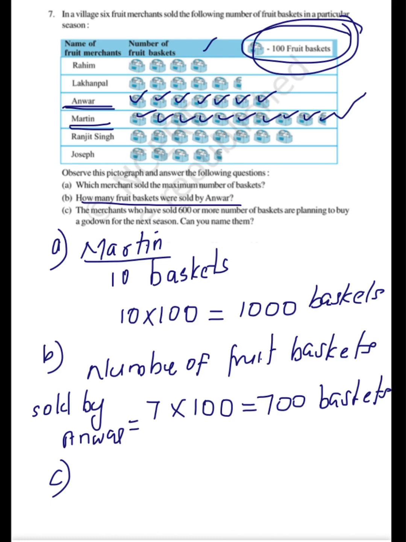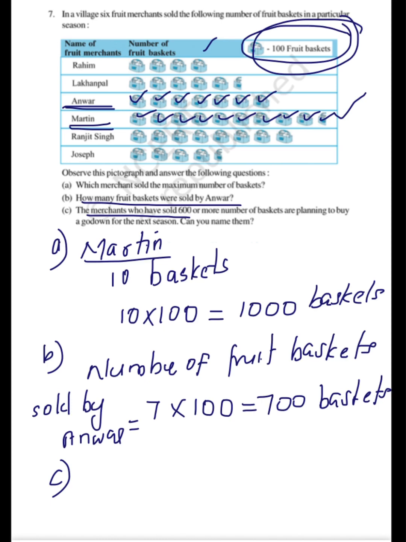Now what is C? The merchants who have sold 600 or more baskets are planning to buy a godown for the next season. Can you name them? So you have to see those merchants who have sold 600 or more baskets. Okay, so 600 means what? It will represent 6 baskets in this pictograph.